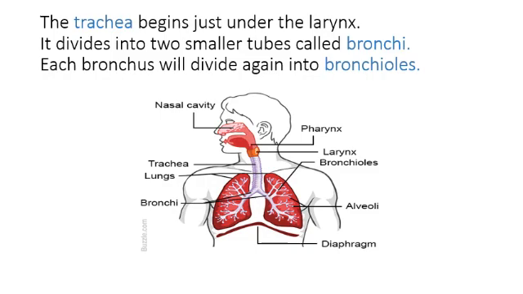Then each bronchus will divide again into bronchioles. What are bronchioles? They are also smaller tubes that take air inside and out of the body. What about these small balls? These are called alveoli, which are an exchange center for gases.